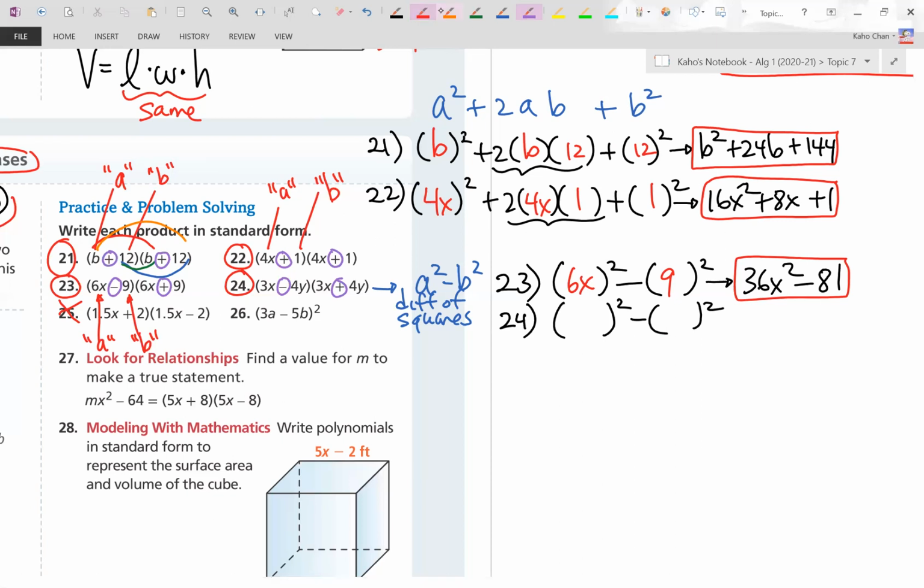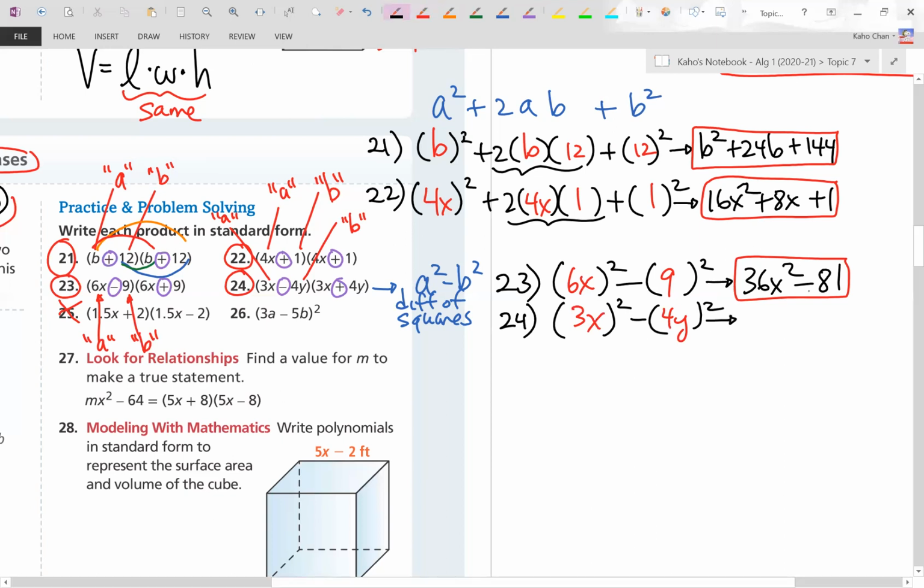For 24, A is 3x. B is 4y. Let's put those in the pattern, 3x and 4y, and clean it up. Easy. 3x squared is 3x times 3x is 9x squared. 4y squared is 4y times 4y is minus 16y squared. Woohoo! Not too bad. Yay.